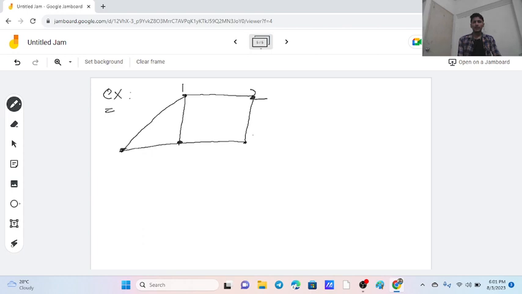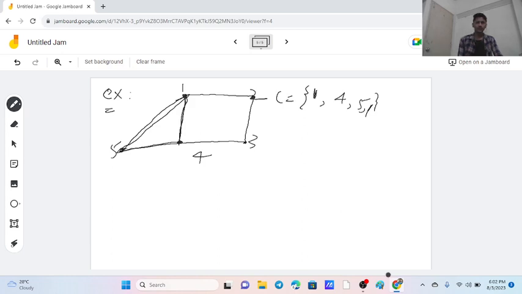Okay, let's see another example of a cycle. So 1, 2, 3, 4, 5. What is a cycle here? If we see, 1, 4 and 5 is a cycle, right? Why? Because if we take a path from 1 to 4, 4 to 5, and 5 to 1, actually we have to write 1 here. So now this is a cycle, name it as C1.